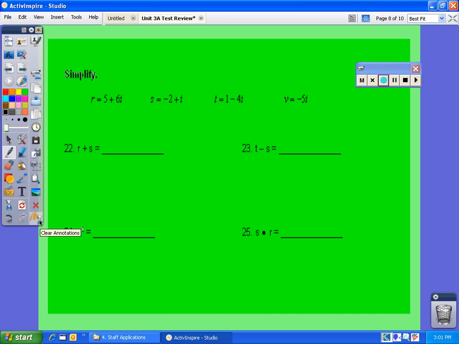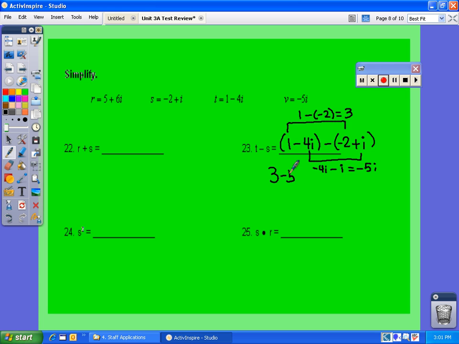Okay, the last section is the i's. The first one says t minus s. So you're going to do t, which is 1 minus 4i, minus s, which is negative 2 plus i. Make sure that you carry everything over. So this is 1 minus negative 2, and when you do leave, change, change, that's equal to 3. On this side, we have negative 4i minus i, which equals really negative 5i. So the answer to this question is 3 minus 5i.